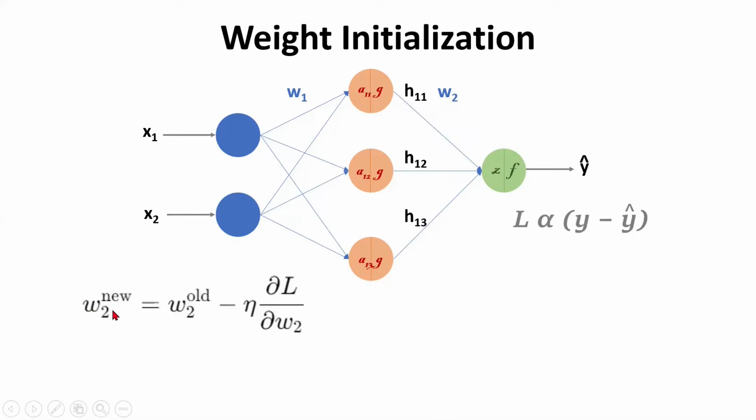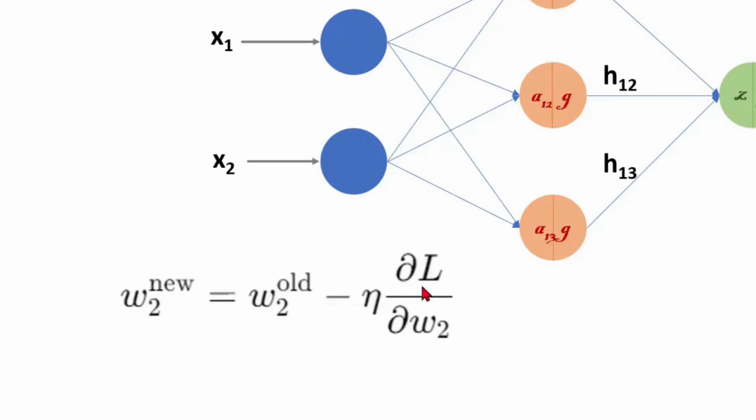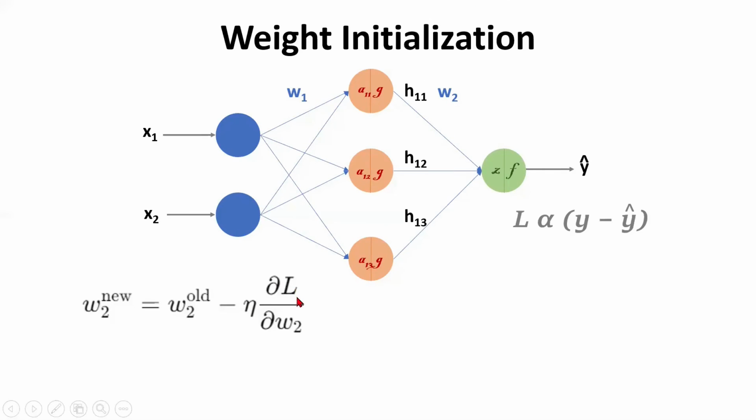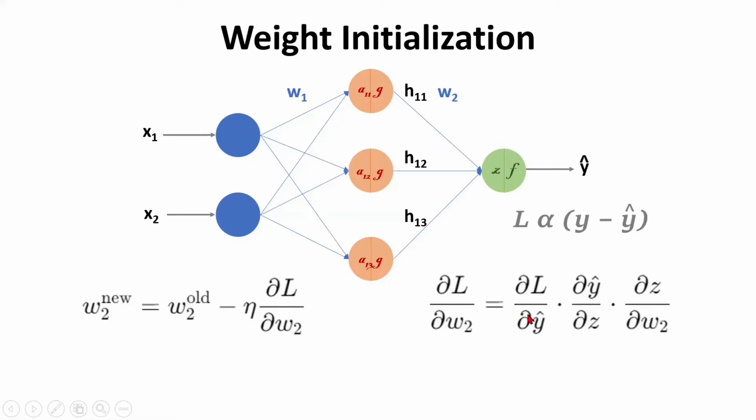So W2 new would be W2 old minus eta, or the learning rate, which is a hyperparameter, times ∂L by ∂W2. Now we need to totally concentrate on this expression. It talks about how much the loss would change as we change W2. Going by the chain rule, we can write ∂L by ∂W2 in this form on the right.